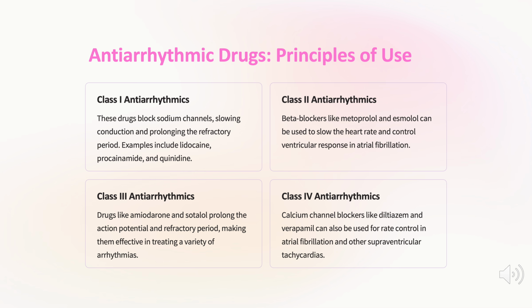Class 2 antiarrhythmics: beta blockers like metoprolol and esmolol are employed to reduce heart rate and manage ventricular response in atrial fibrillation. Class 3 antiarrhythmics: agents like amiodarone and sotalol extend the action potential and refractory period, offering efficacy across various arrhythmias. Class 4 antiarrhythmics: calcium channel blockers such as diltiazem and verapamil are utilized for rate control in atrial fibrillation and other supraventricular tachycardias.